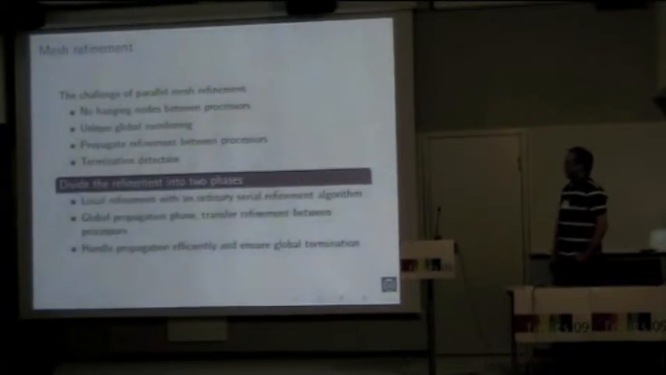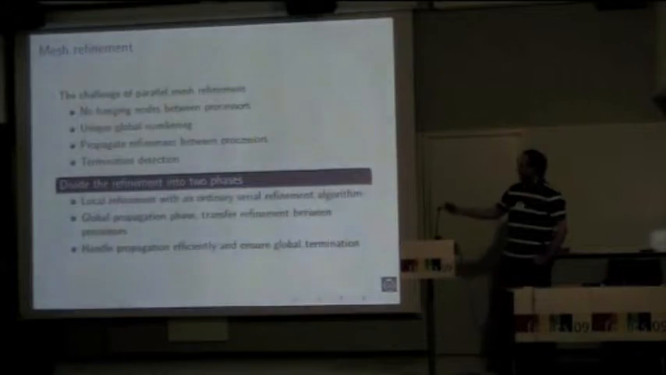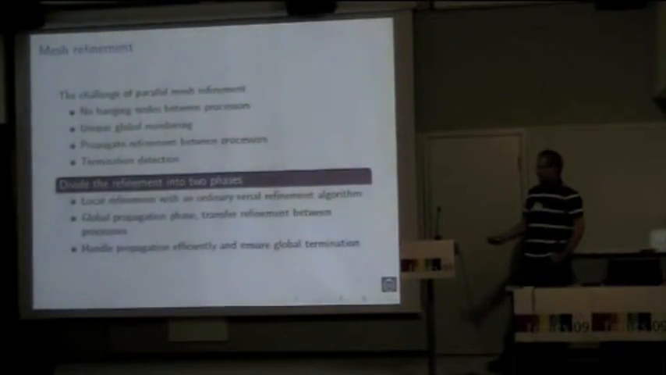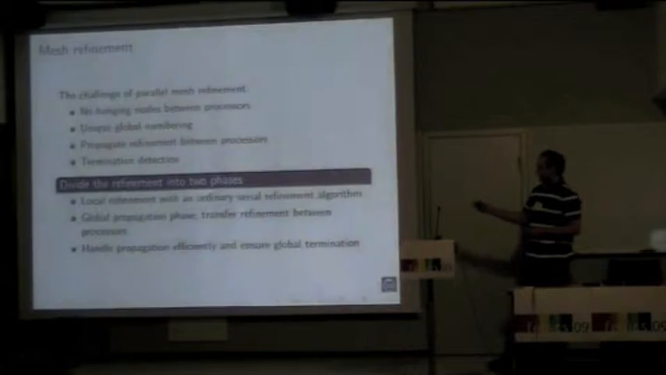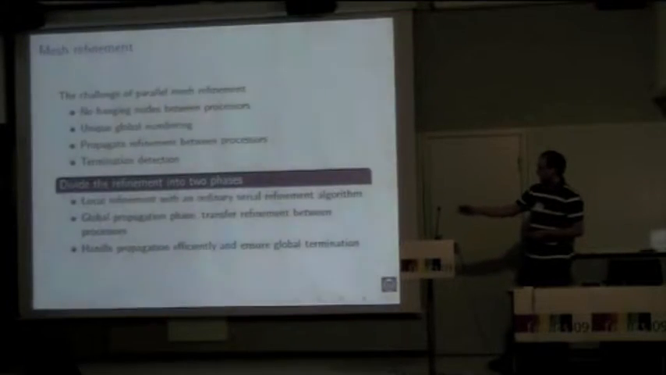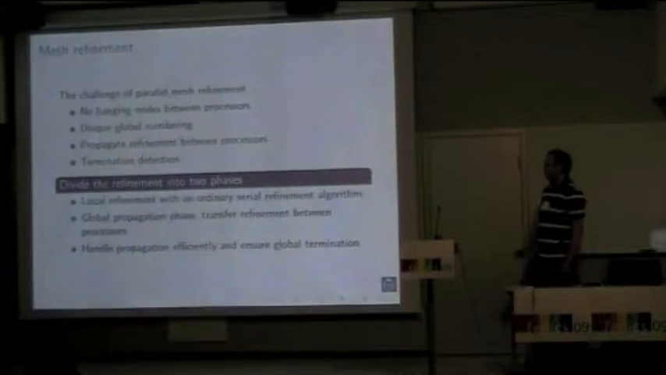Okay, to solve this problem, you can divide the refinement into a local part, where you use an ordinary serial refinement algorithm, which will leave hanging nodes on this boundary between processors. Then you have a propagation phase where you transfer the refinement. And the key issue here is to propagate it efficiently and to detect that all the processors are ready.